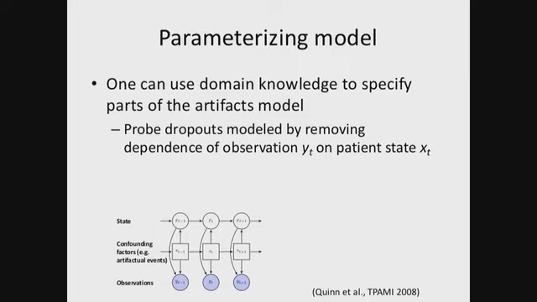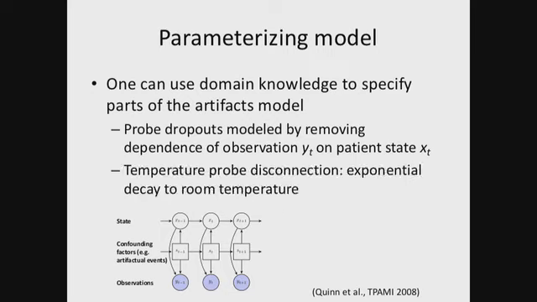So one models the probe dropouts by recognizing that if a probe is removed from the baby, then there should no longer be, or at least after a small amount of time there should no longer be, any dependence on the true value of the baby. For example, once the blood pressure probe is removed, it is no longer related to the baby's true blood pressure. But there might be some delay to that lack of dependence. And that is going to be encoded in some domain knowledge.